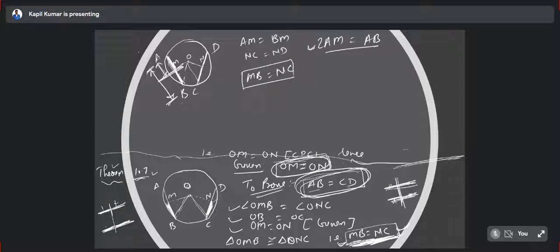Okay. So just suppose you got this, right? So you multiply it by 2. So it will become 2MB is equal to 2NC. Because it is no harm if you multiply by any number in both the sides, right? You can do it. So 2MB, this is MB. So if we double this distance, then we will get AB.